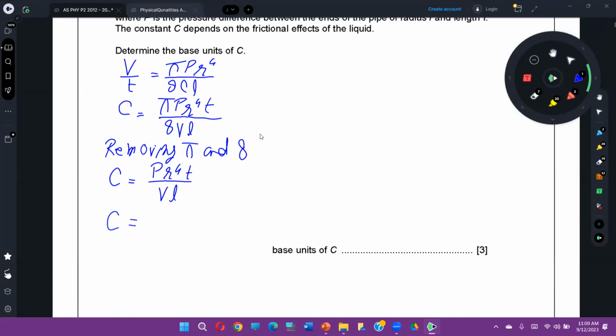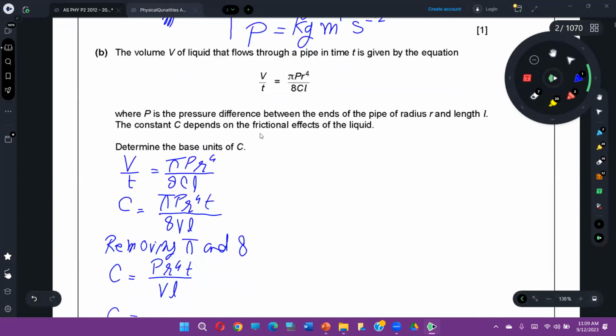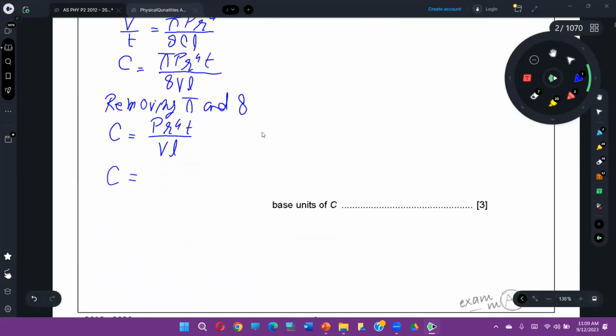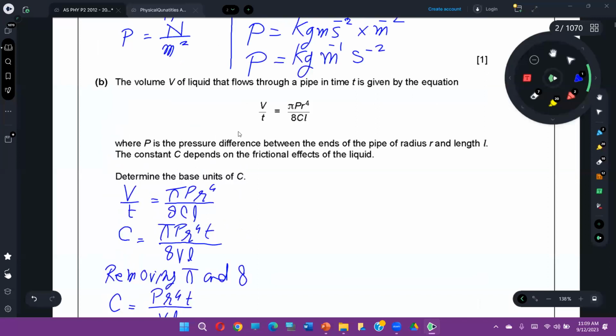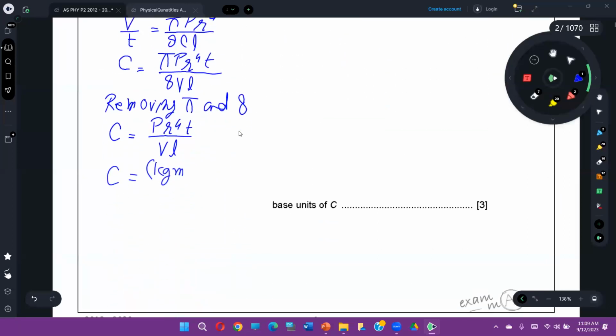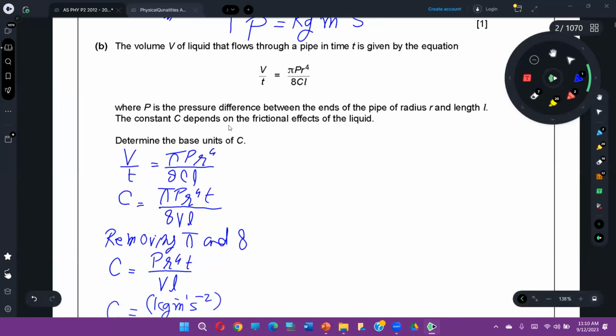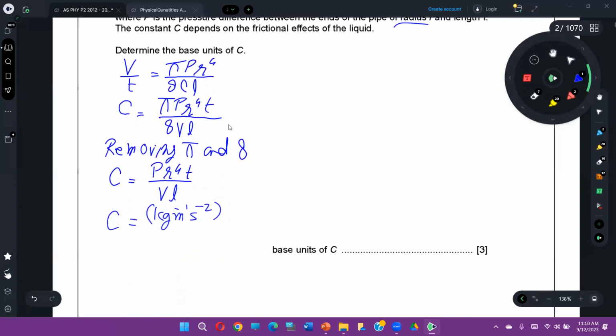I'm on the position here and look at this screen, kg m minus 1. So I will remove pressure. I will put kg m, kg m minus 1, s minus 2. What should I do for r? What is r? R is the radius. What is the unit of radius? Meter. So meter with a power 4.